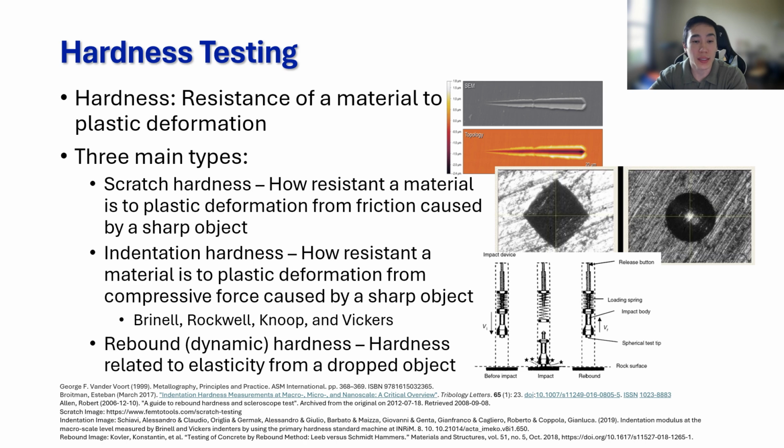Lastly, we have rebound testing, which is also known as dynamic testing. This is a little more specialized towards the relation of hardness to elasticity of a material and involves dropping a probe that bounces off the surface of the specimen. If you ever hear of Leeb's hardness, this is the type of test it is referring to.